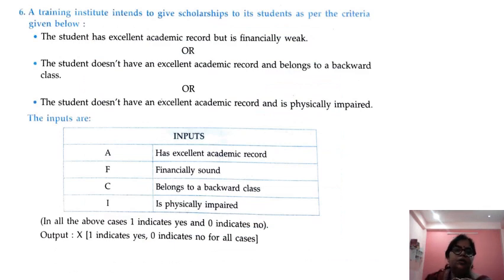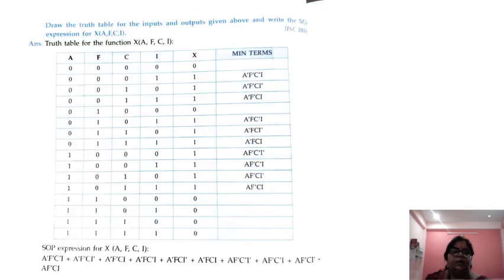Like that, here is also the second example, so pay attention towards this, students. Here also 1 indicates yes and 0 indicates no, for all the cases, so it is also an SOP expression. See here, these are your outputs, whatever the criteria is given here. Here are the inputs and these 3 criteria should be true. Now see here the truth table has been given, and where it is true, it is min term expressions, and this is your SOP expression.